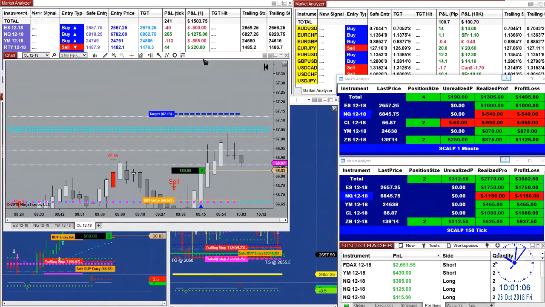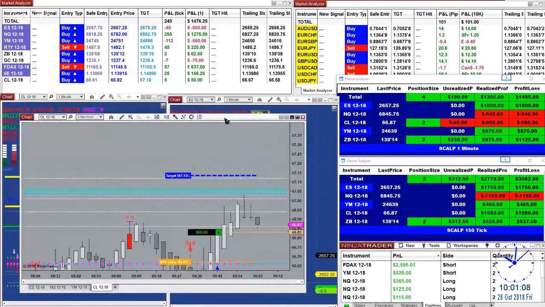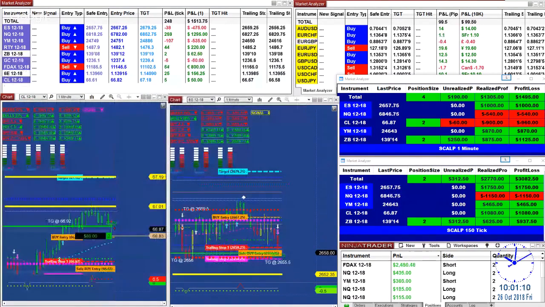I don't want to block the signals. We should have a new signal very soon on the YM and ES, and you will find the new signals right here at the first column. So be careful, watch those, follow those on a simulation.